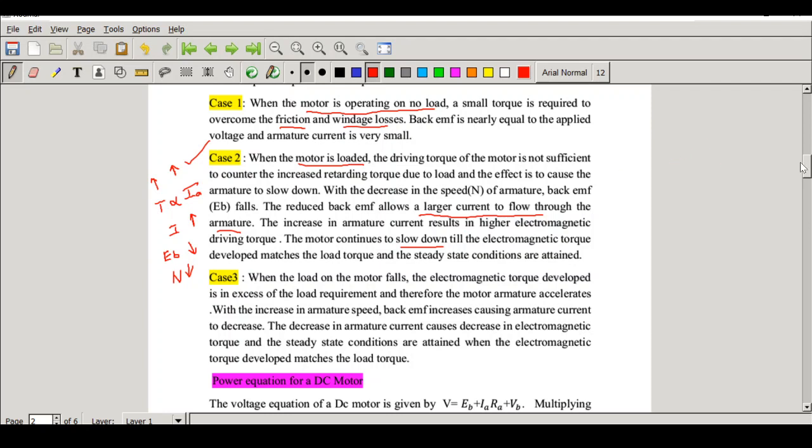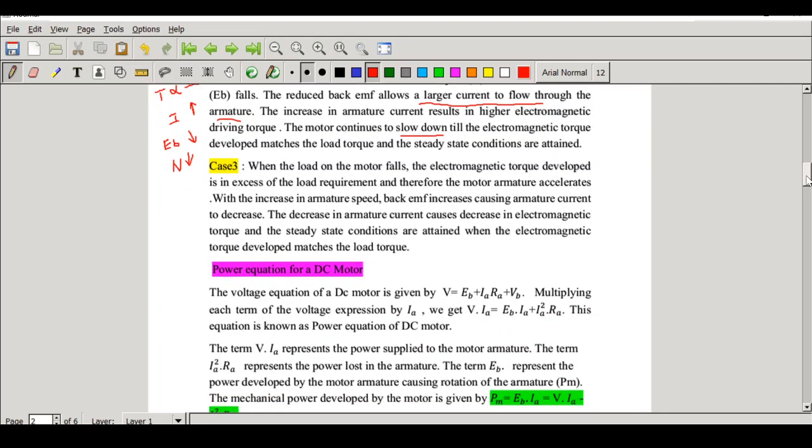Now let's move on to case 3. What will happen when the load on the motor falls? That is, there is no more demand for a very high torque. That means the torque has to be reduced, so the current has to be reduced, because torque and current are directly proportional. When the current is reduced, back EMF will increase. So what will happen to the speed? Speed will also increase, because back EMF and speed are directly proportional. That means when the demand for torque is less, the motor will run at a higher speed.